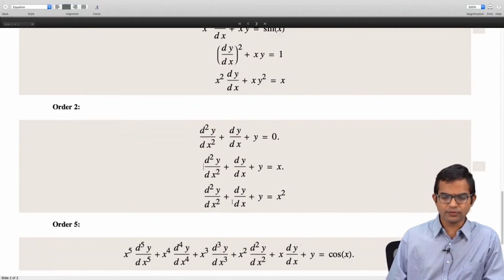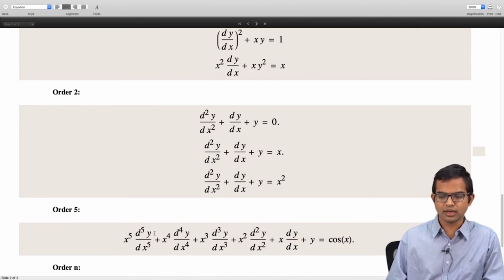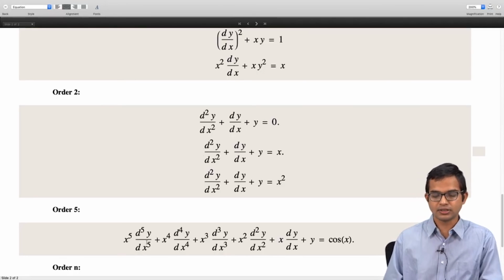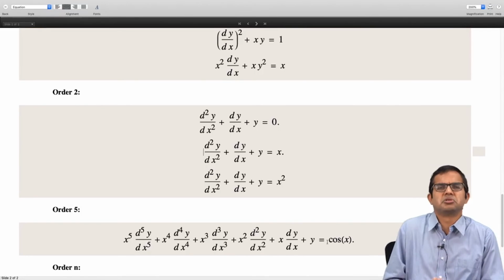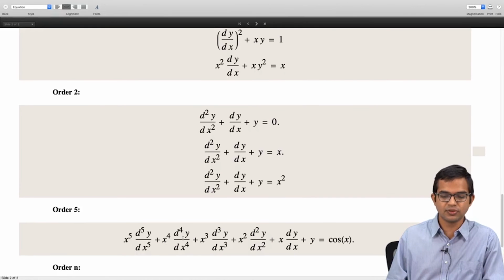Okay. Now, order 5, I have just made up one other example. So I can think of something like x to the 5, d to the 5 y by dx to the 5, plus x to the 4 and so on, all the way up to y is equal to cos of x, right? So I could put whatever function of x on the right hand side, it's still order 5. As long as there is this d to the 5 by dx 5, even if all of these other terms are absent, it's still a fifth order.